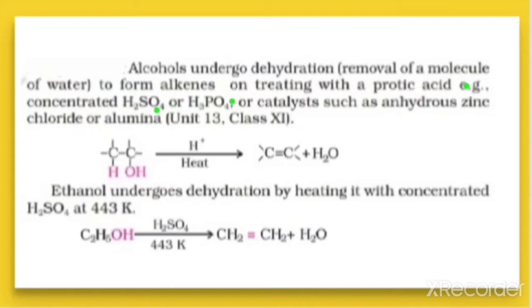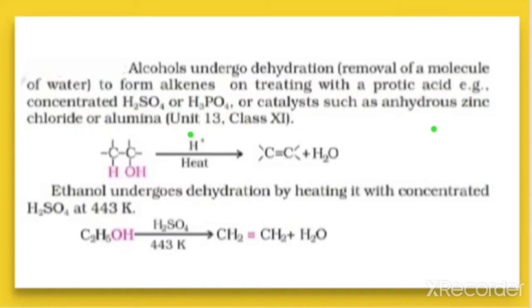Why is it called a protic acid? Because it gives H plus ion. So in the equation it is written as H plus here. What it means is that this reaction is taking place in the presence of acid, that is protic acid, which is represented in terms of H plus here. And even a catalyst can be used, like anhydrous zinc chloride or alumina.